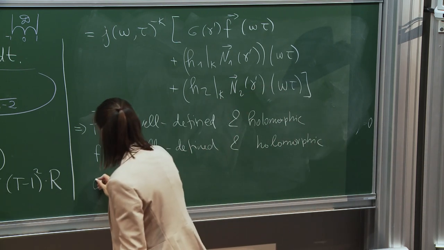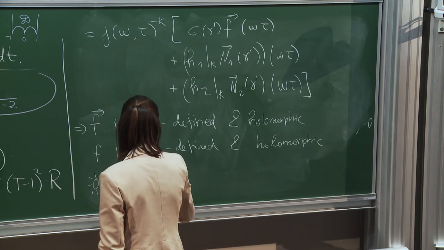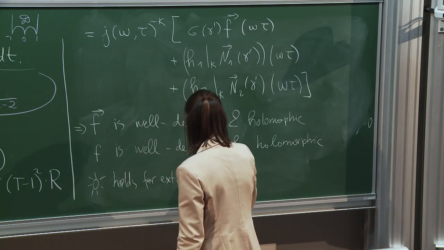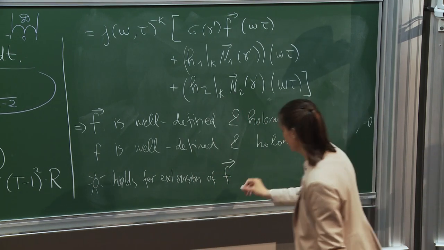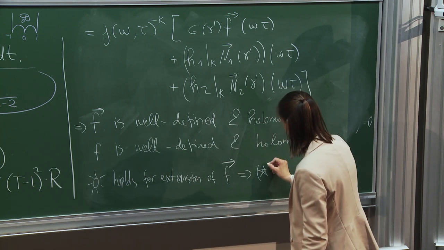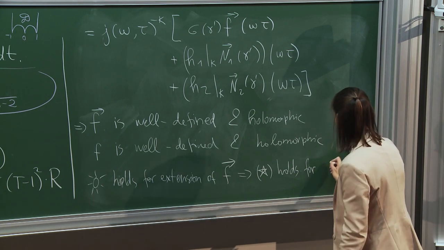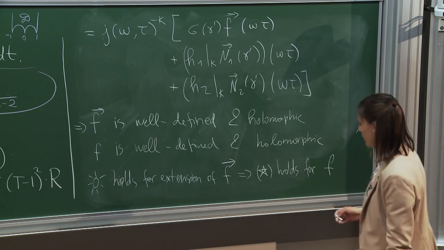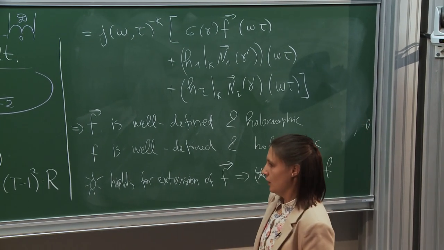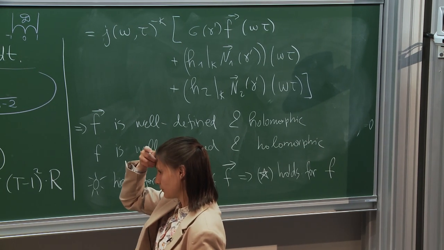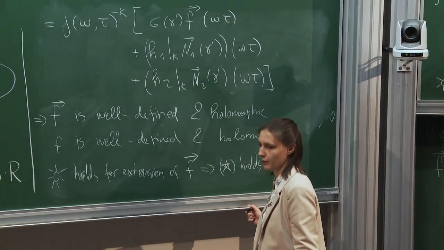And so now we know that this condition holds for the extension of the vector-valued version of f, and so we know that the functional equation has to be true for the function f itself. Because it's a holomorphic equation, we know that it holds in this open domain O, and so it also has to be true in the whole upper half plane.